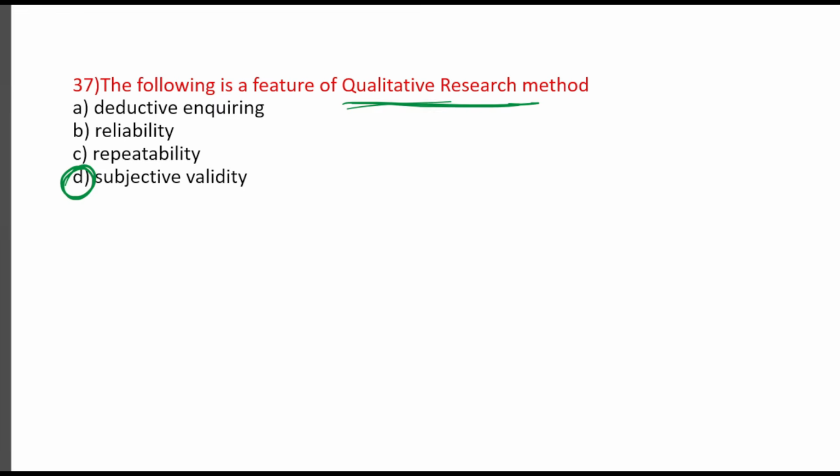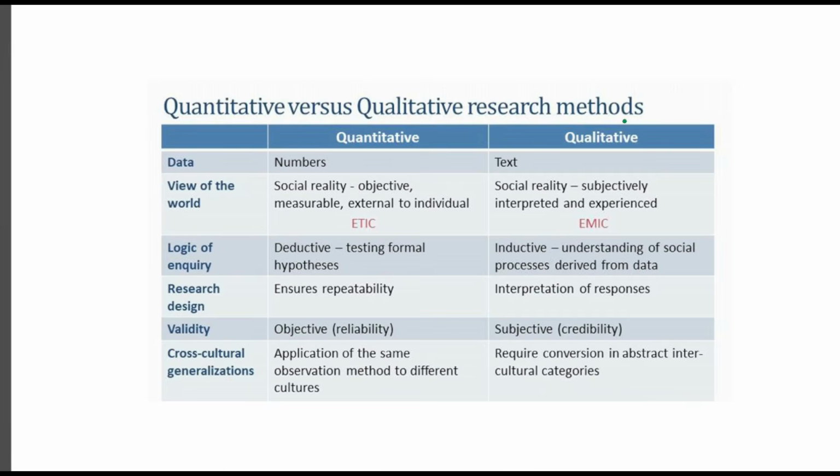As per our question, the following is a feature of qualitative research method. In the qualitative research method, it has been mentioned that the validity will be subjective. Validity will be subjective. Okay. Sometimes they may mention the option as credibility also.